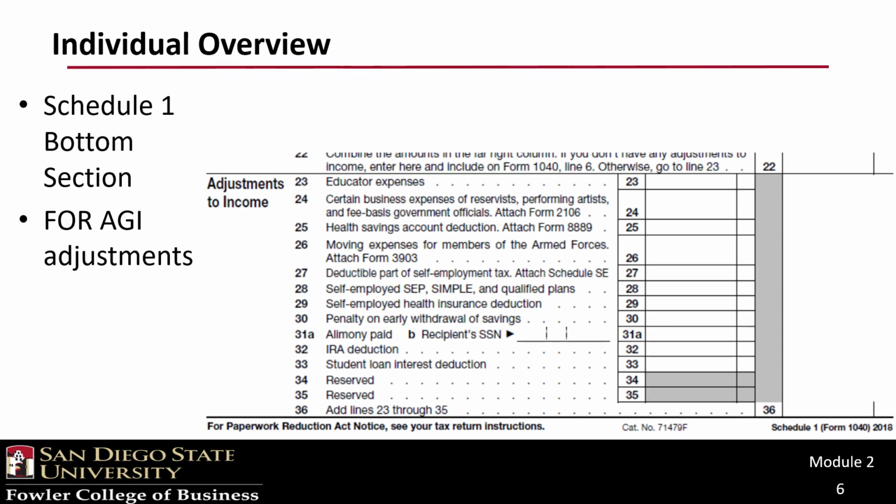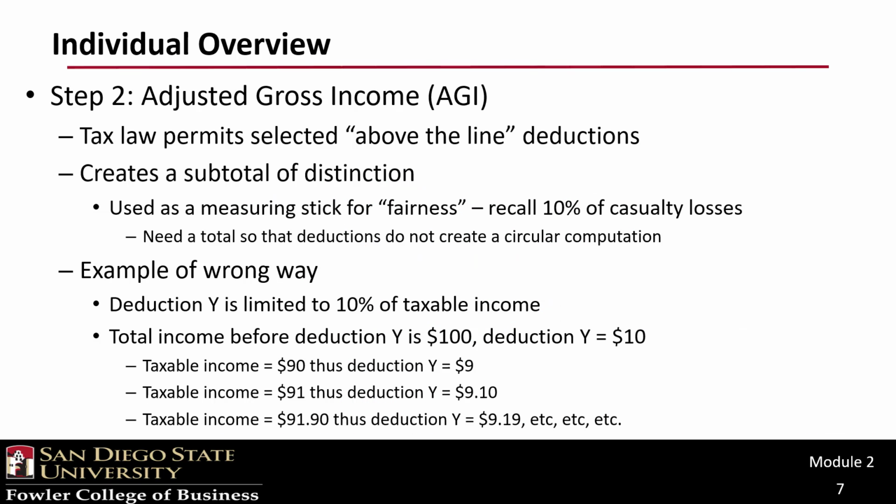The bottom half of Schedule 1 provides for a certain number of deductions in arriving at what is known as adjusted gross income. This is step 2. Adjusted gross income, or AGI, is a bit of a magical tax subtotal, in that a number of other key provisions use AGI as a yardstick to determine a taxpayer's ability to take or not take a deduction.